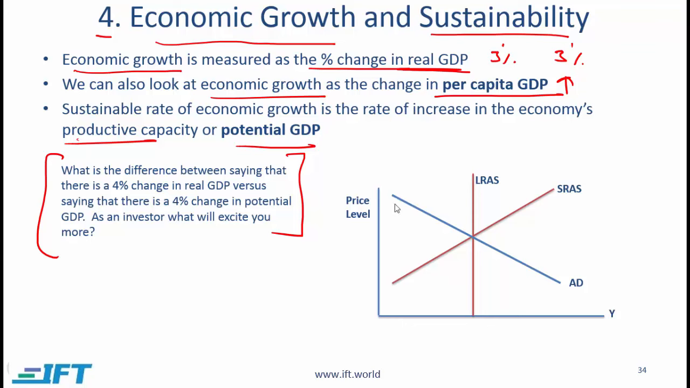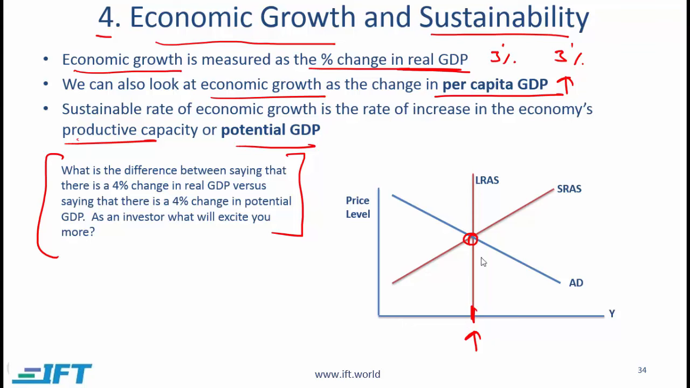We have talked about these curves: aggregate demand, short-run aggregate supply, long-run aggregate supply. What you are looking at here is an economy which is in equilibrium. So this is long-run equilibrium because short-run equilibrium, the intersection of aggregate demand and short-run aggregate supply, is on the long-run aggregate supply curve. This is the point which represents the potential GDP or the productive capacity.